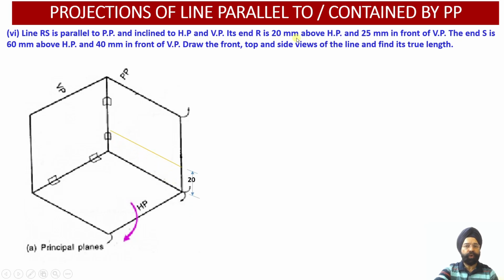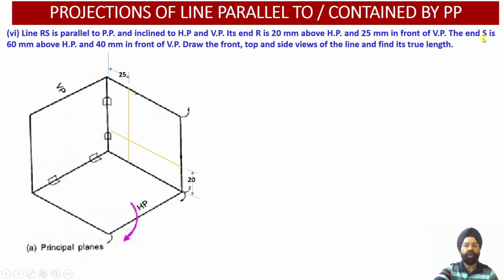This line is to be located in the profile plane, and R of the line is located 20 millimeter above HP. I have drawn a construction line, and 25 millimeter in front of VP. By the intersection of these two lines I am able to get the location of this point R in the profile plane. And mind you, how will the point R be denoted? R double dash, because it is located in the profile plane. Any point which is located in the profile plane will be denoted by a double dash.